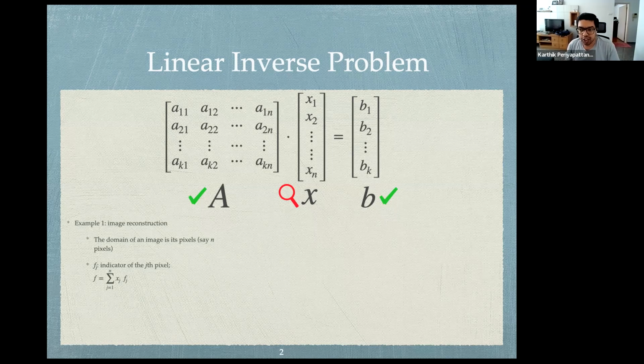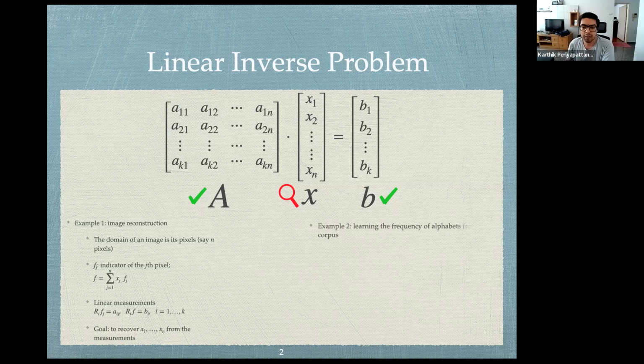So we don't know what the xj's are. The goal is to learn the x1 through xn, but we have linear measurements with us. And then the goal is to recover the x1 through xn from the set of linear measurements. So this is a classical example of linear inverse problem, and it occurs in image reconstruction, and such problems occur very frequently in, for example, X-ray tomography and CT scans and in all such medical applications.